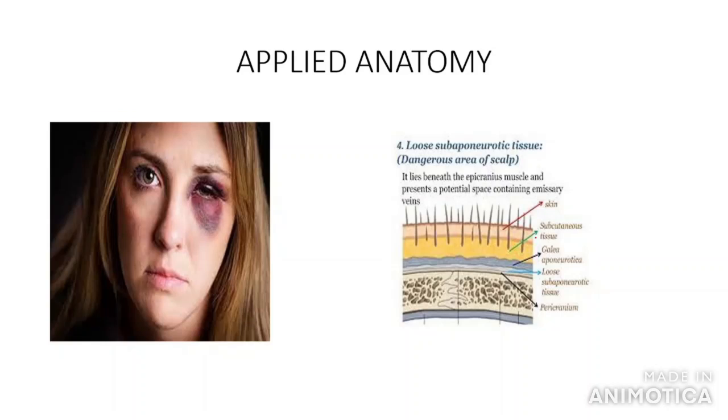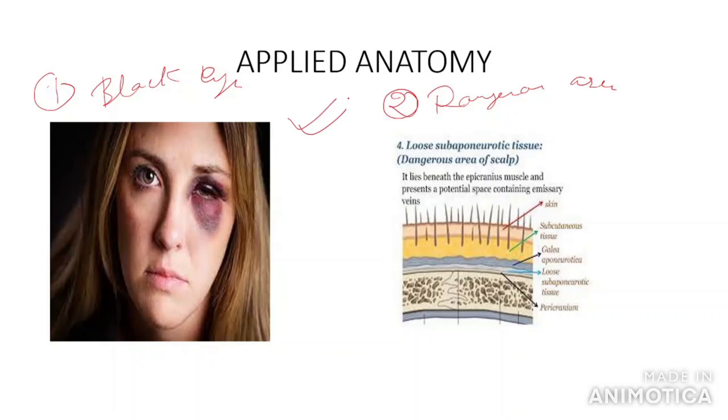So next is applied anatomy. So what is an applied anatomy? You have to remember here. See, black eye. First is your black eye, and this we are talking about dangerous area of scalp. Okay, these are 2 very important applied anatomy questions that you can answer, and you will get good marks. तो ब्लैक आई में क्या होता है? See, you see here, this is your black eye. So ये क्या होता है और क्यों होता है? See, it is because कि there is a collection of blood in the subeponeurotic tissue. ये जो subeponeurotic tissue होता है ना, this is your dangerous area.